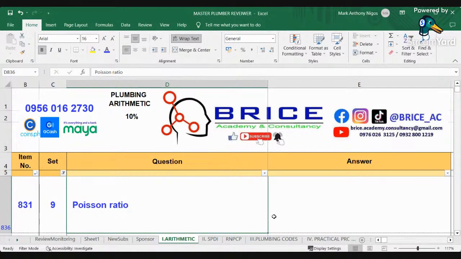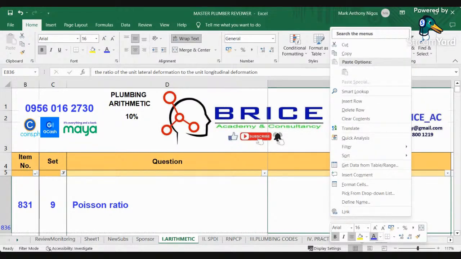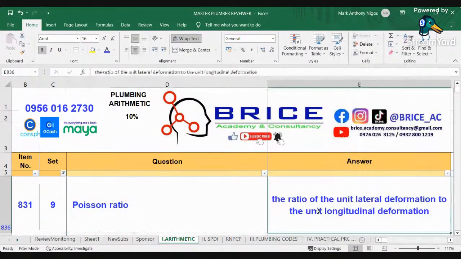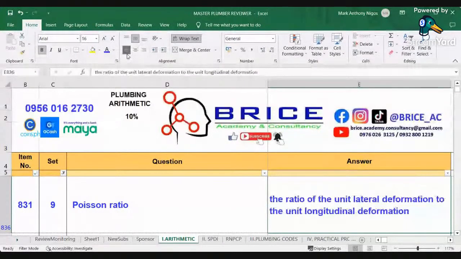831. Poisson's ratio is the ratio of unit lateral deformation to the unit longitudinal deformation. Poisson's ratio, the ratio of the unit lateral deformation to the unit longitudinal deformation.